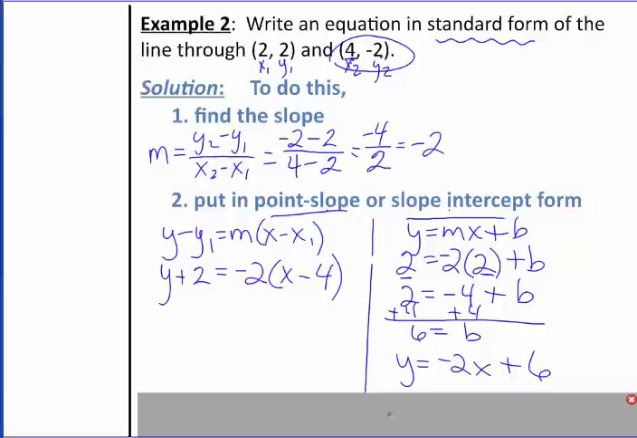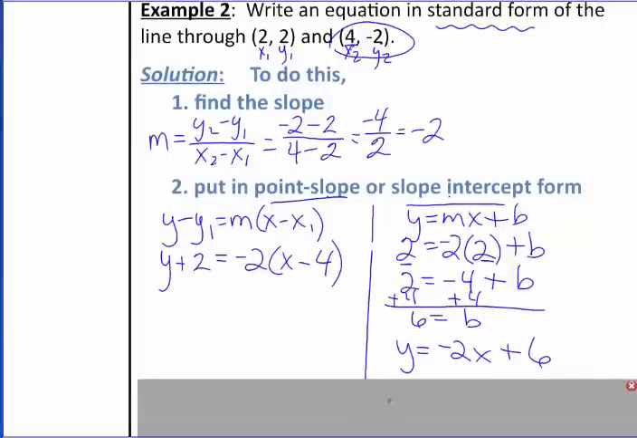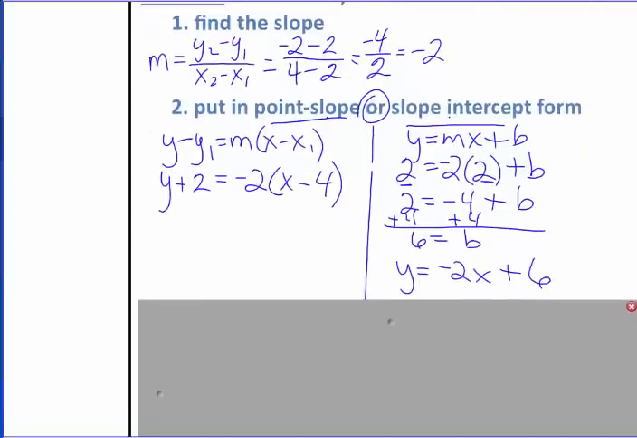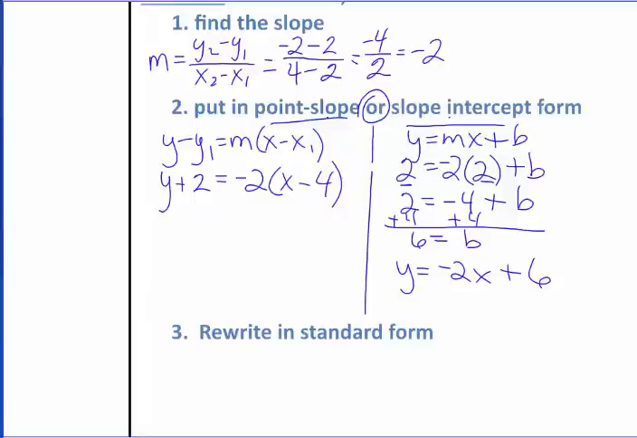And we have our point slope form next to that. So you don't have to do both of these. There is an or here. You only have to do one of those. I'm just showing you both methods at the same time. Once you've written the equation in one of those 2 formats, you then do a rewrite in standard form.